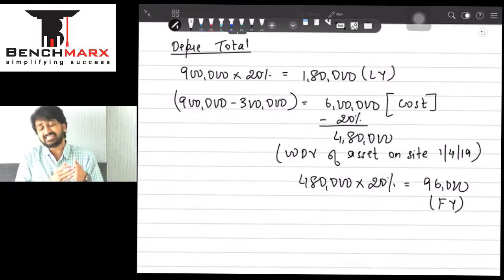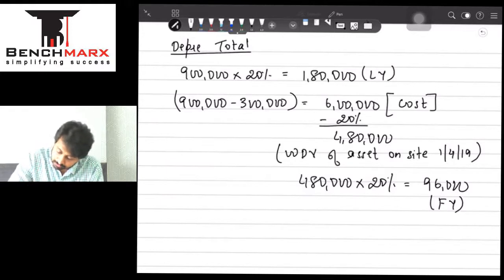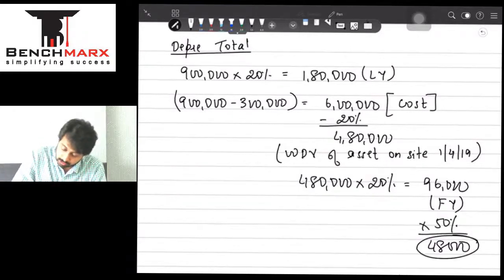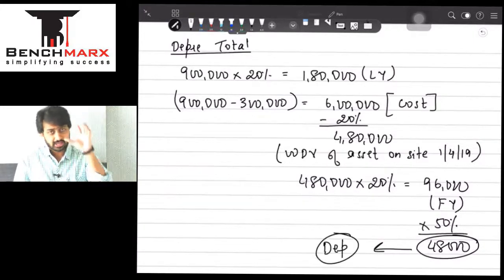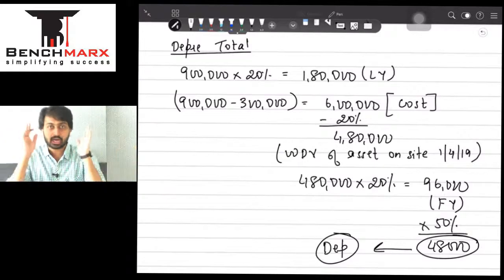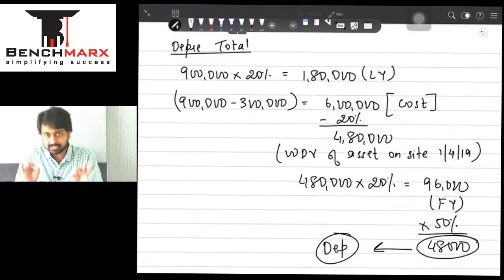However, the asset is complete or the contract is done on the 30th September, which means इसका 50% depreciation is what I will take. That means my depreciation content is 48,000. 48,000 is my current year depreciation content. ठीक है, 9 लाख का सेट था, 3 लाख का cost has been returned, 9 lakh का 20% last year debit हो चुका है, which means I have got 6 lakhs का asset at cost on my side.